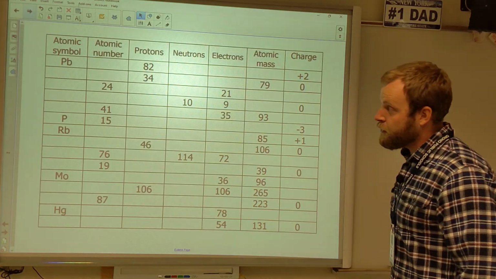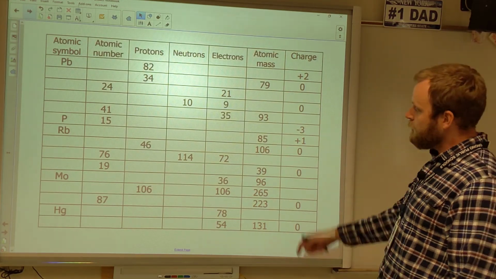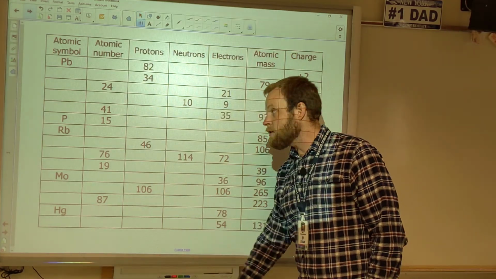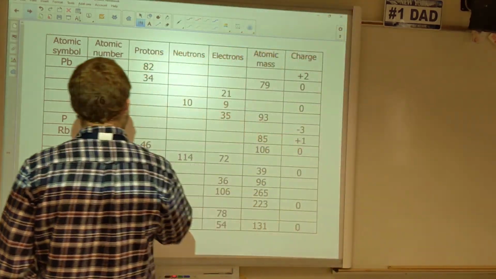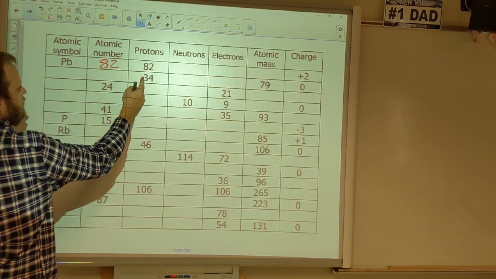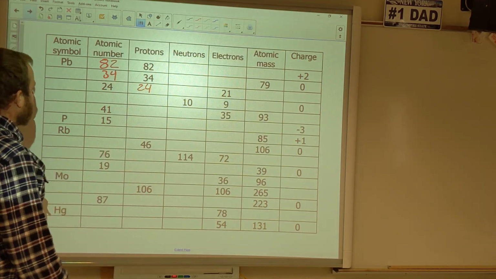Okay, then we have this table to fill out. So if you want to follow along, we'll do a few of these. If you don't need to do any of this, great, then don't. Okay, so lead: I find it on the periodic table, and it has an 82 above it. So that number goes there. It's the same as the protons. So these two columns are always going to be the same.